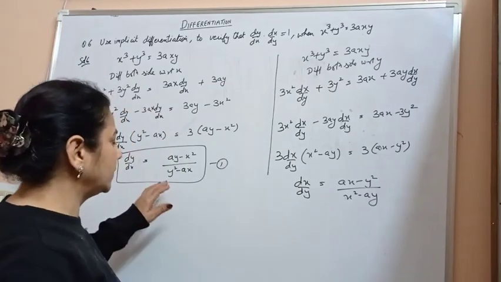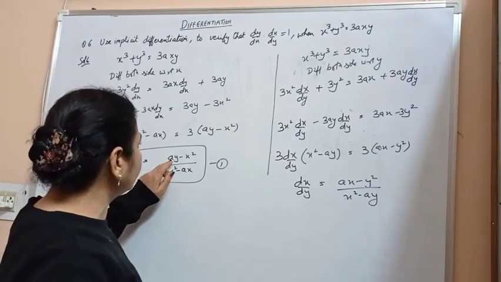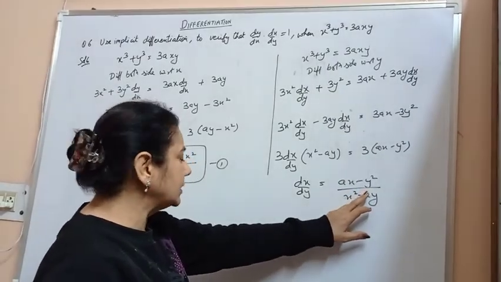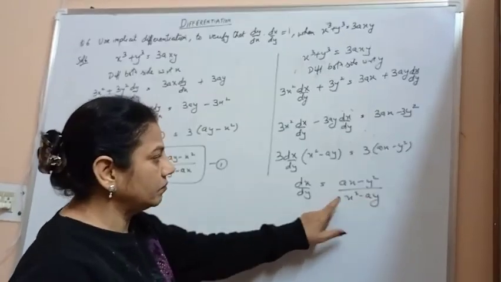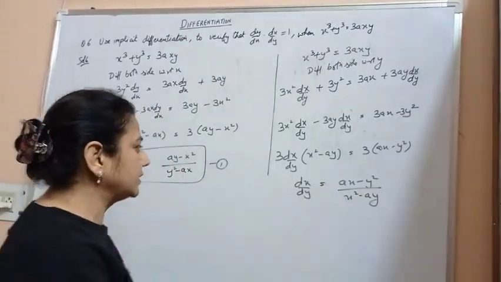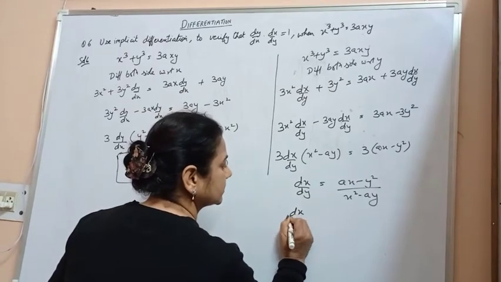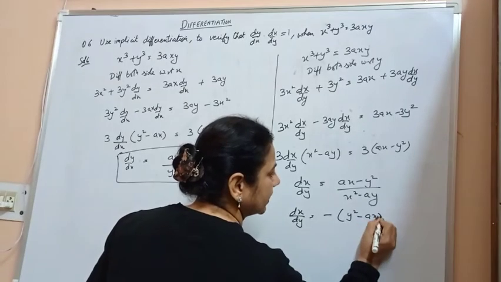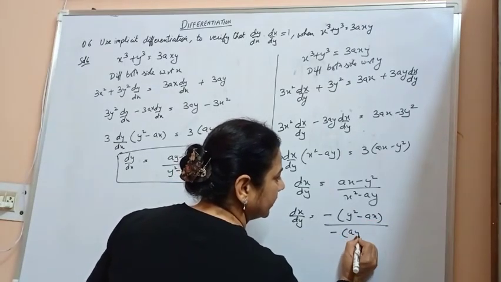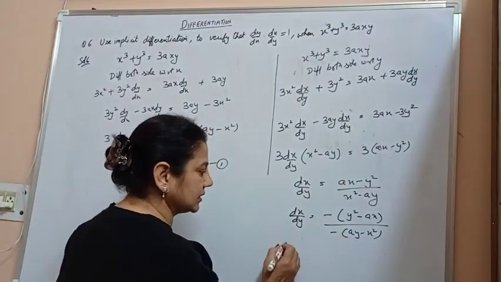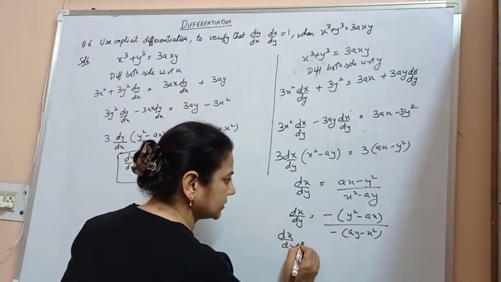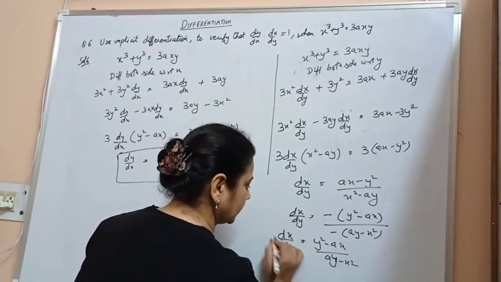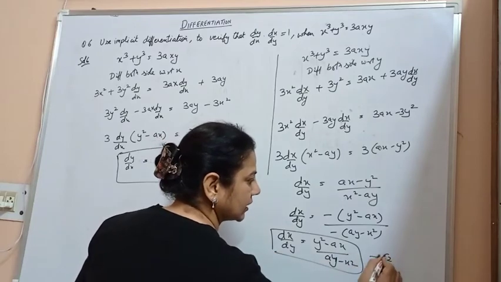Now observe carefully. Here it is given to me ay minus x², and here I am getting ax minus y². So in this case, if I take minus common, I will get the same result. For dx/dy, I take minus common, I get (y² minus ax) upon (ay minus x²). The minus minus cancel out. I have dx/dy is equal to (y² minus ax) upon (ay minus x²). This is my second equation.